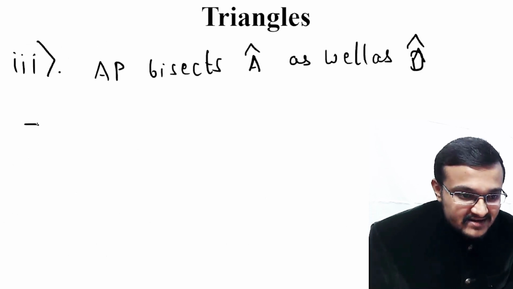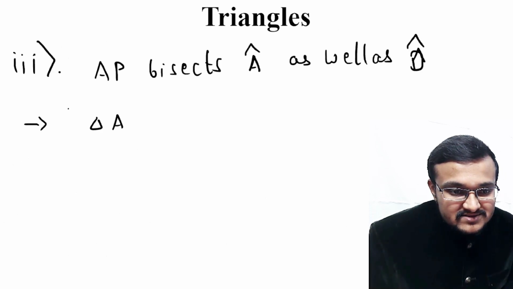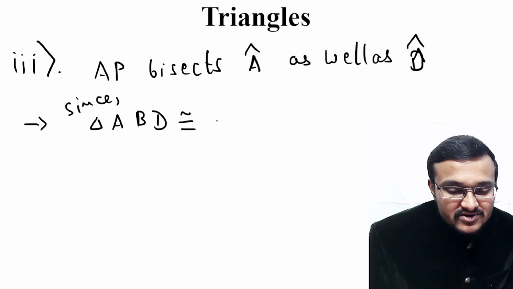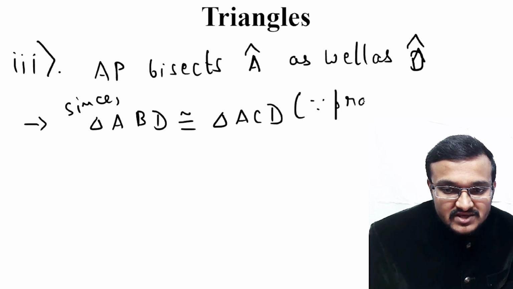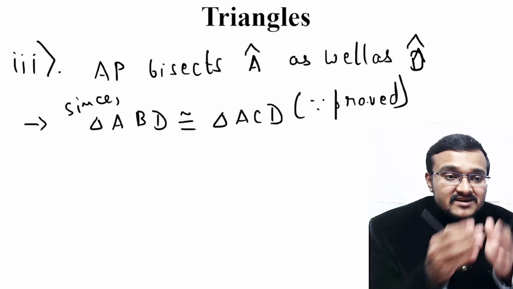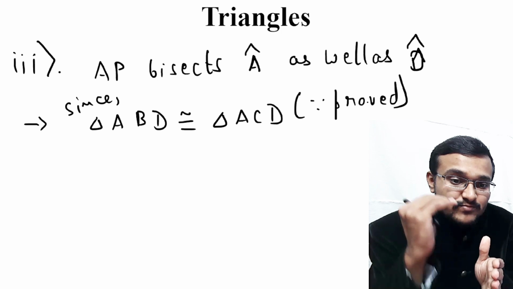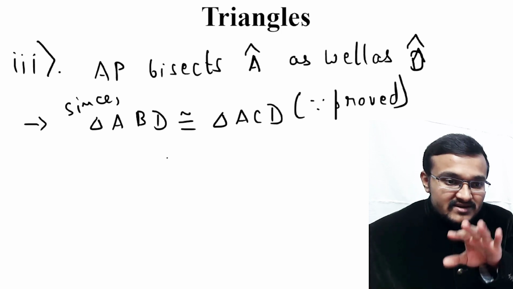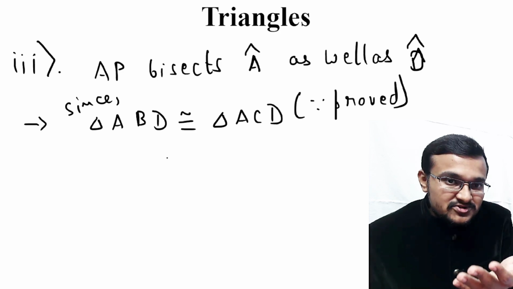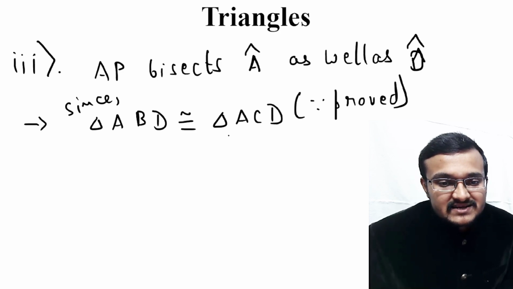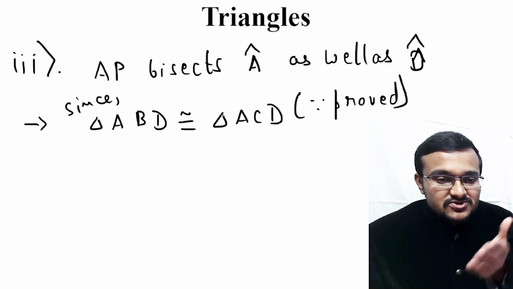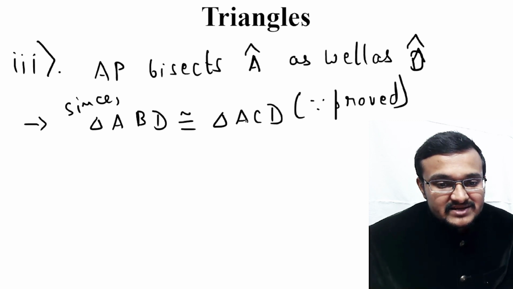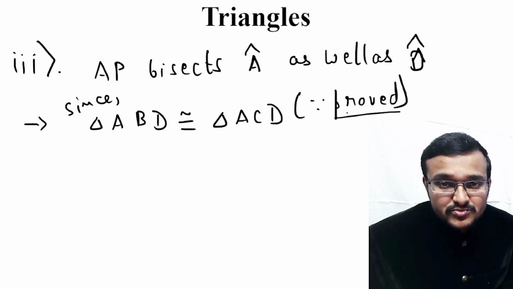So straight away we can write, since triangle ABD is congruent with triangle ACD, this we have proved. If this third question is asked separately, then you have to prove that ABD is congruent with triangle ACD, and only then come here. Here, because we are solving the first question also, in the first question we have already proved triangle ABD and triangle ACD are congruent. So directly I am taking triangle ABD is congruent with triangle ACD, which has been proved.